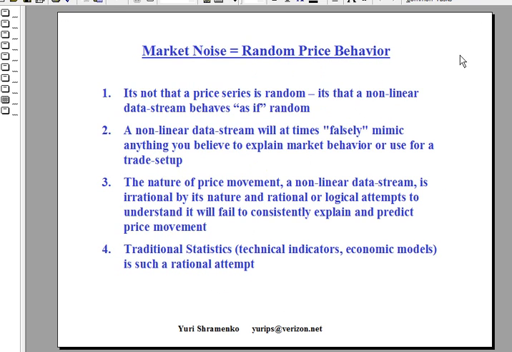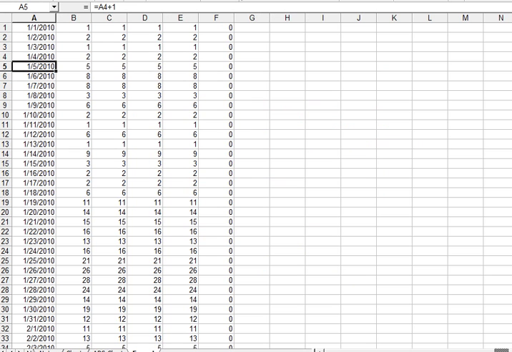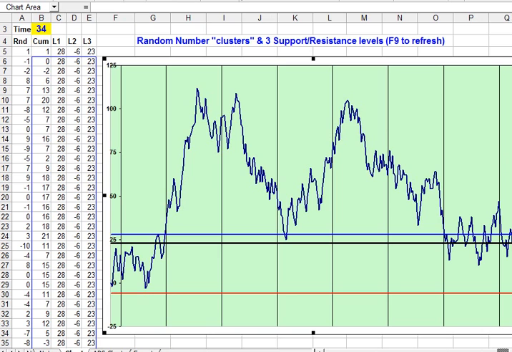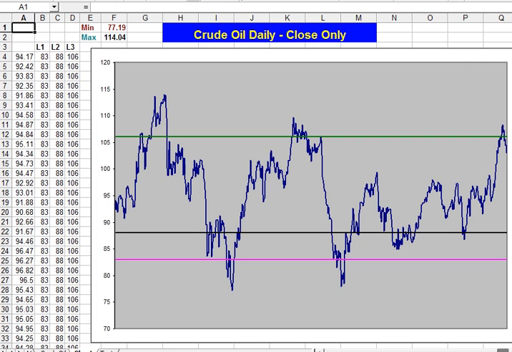So in point of fact, there's not a whole lot more I want to show you. I'm going to go through why I think price is more like a random price series than you might think. But I want to show you one other thing in the spreadsheet. Let's do it here. Let's do it with our crude oil chart.